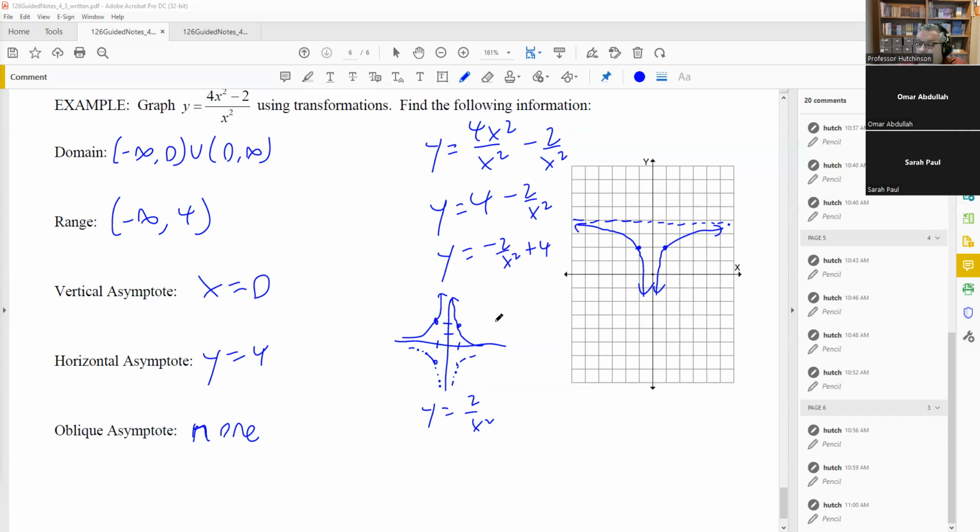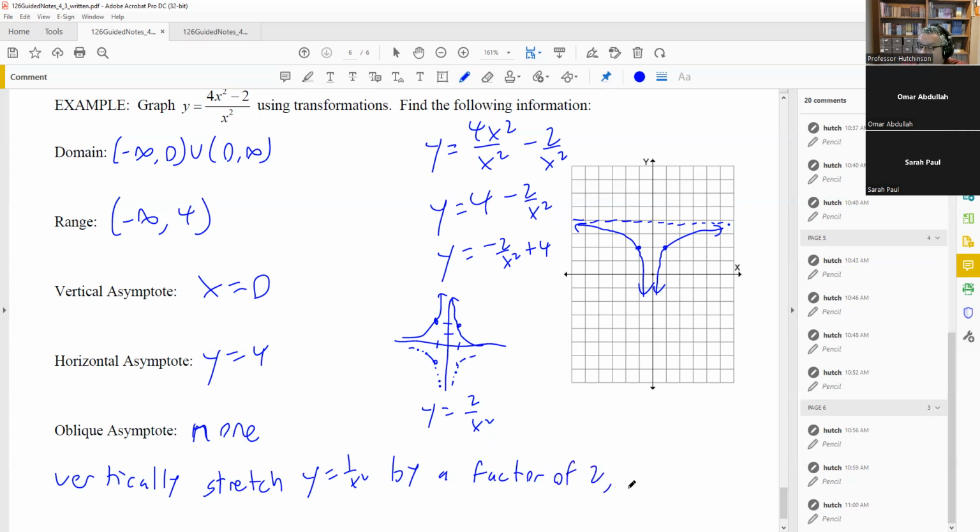So let me write this out. Actually, it might make more sense. So this question, I'm going to vertically stretch y equals 1/x² by a factor of 2. Reflect over the x-axis. Okay, and then I'm going to shift it 4 units up.